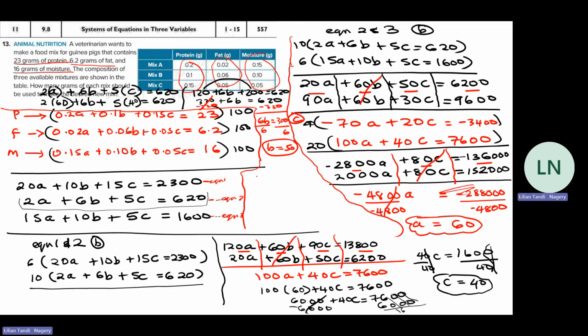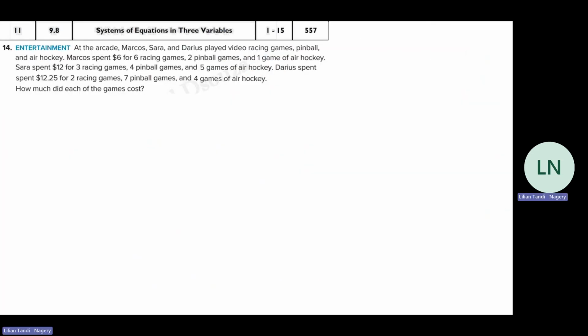Okay. Then now you write your solution. Solution a, b, c. Where is a? a is 60, b is 50, and c is 40. And you box your answer. Box your answer. Okay?